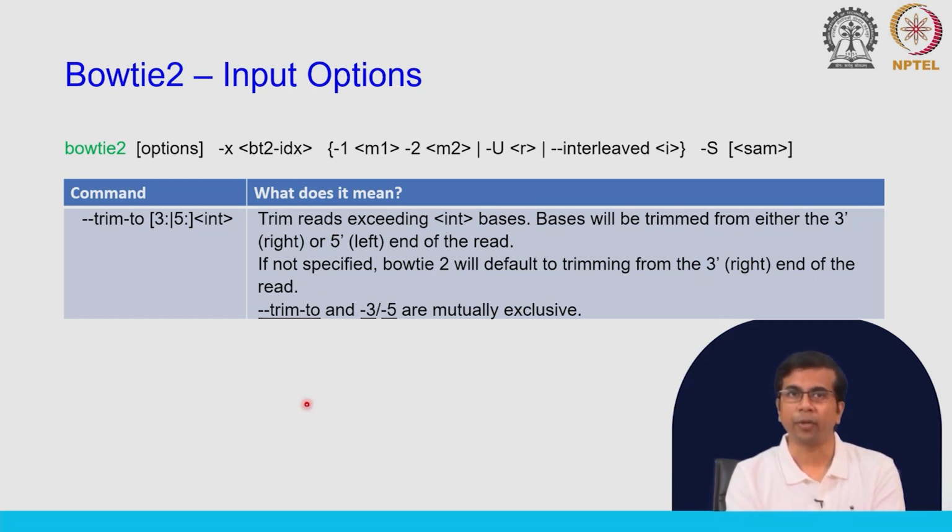Another point you need to know is that --trim-to and -3 and -5 that we have just discussed are mutually exclusive. You cannot mention both. So, you cannot have -3 as well as --trim-to. You cannot combine multiple options among these two. Otherwise, you can actually combine multiple options, and we will see how you do that.